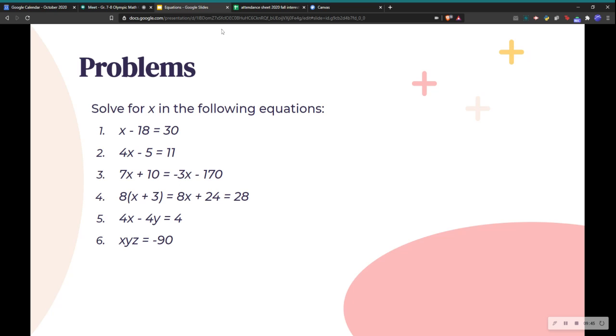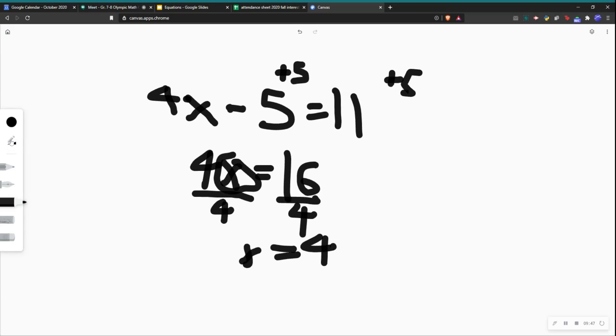Negative 18 looks correct. Yeah. And I'll go for it again. Oh yeah, this takes up a lot of space. Let's save space over here. So 7x plus 10 equals negative 3x minus 170.